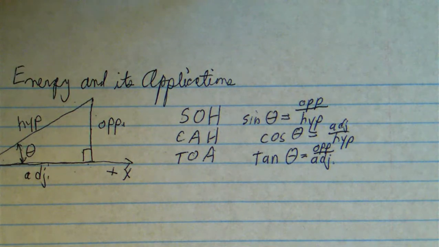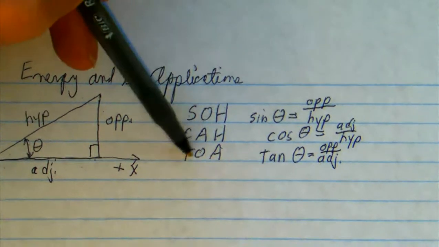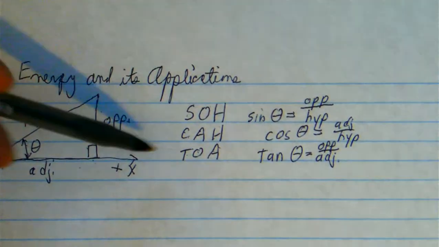Or as my math teacher once told me in high school, Oscar had a hairy old aunt as a way to memorize SOHCAHTOA.